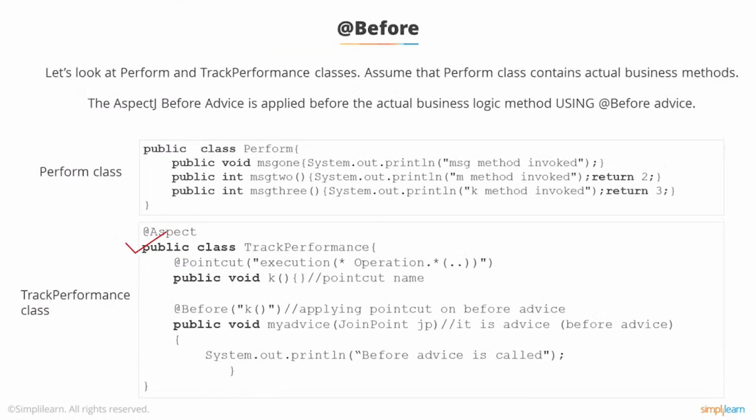Let's look at @Before. There are two classes here, Perform and TrackPerformance classes. Assume that the Perform class contains actual business methods. The AspectJ before advice is applied before the actual business logic method using @Before advice. So here you see @Before, pointcut with the operation, and @Aspect. This is the tracker class which is going to track the performance class.